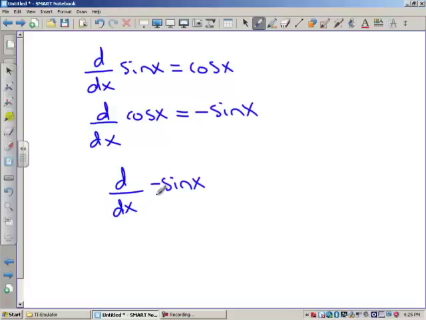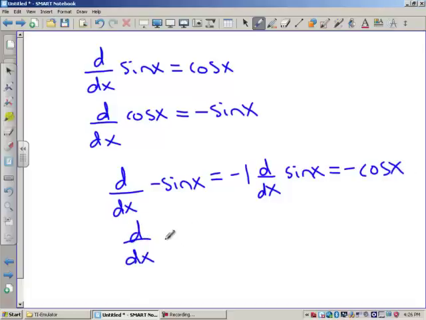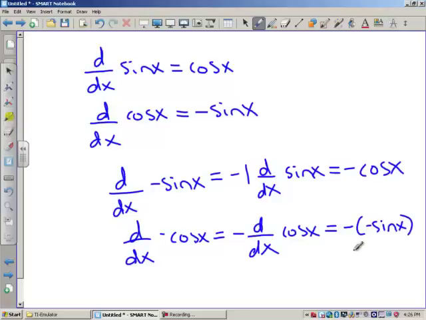So, if you happen to have to do the derivative of negative sine of x, I want you to think about that as like a negative 1 in front of that sine of x, and we can use our constant multiple rule, which means we can pull that out and do negative 1 times the derivative of sine of x, which would be negative 1 times cosine x, or negative cosine x. Same thing would be true if we did the derivative of negative cosine x. That would be negative 1 times the derivative of cosine, which would be negative times negative sine of x, which would work out to be positive sine of x. You've got to keep all those straight.